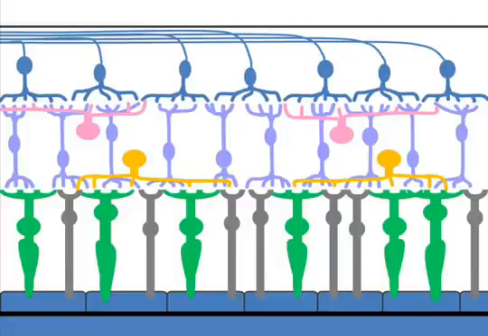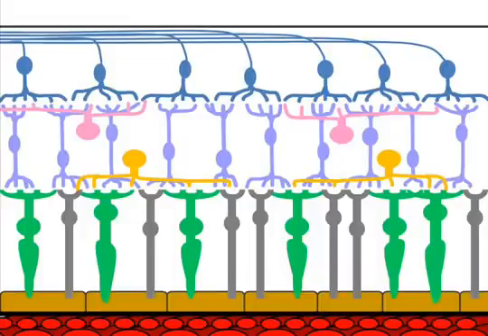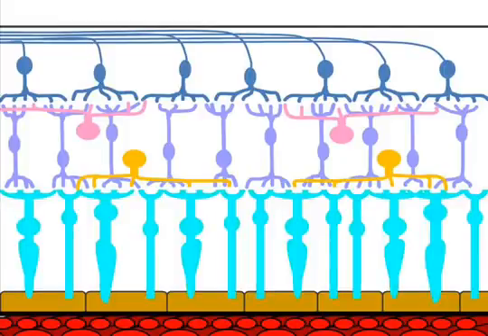Another type of retinal cell that is not a nerve cell is the retinal pigment epithelial cell. These cells form a one-cell thick layer called the retinal pigment epithelium, which is found in between the blood supply of the choroid and the photoreceptors.